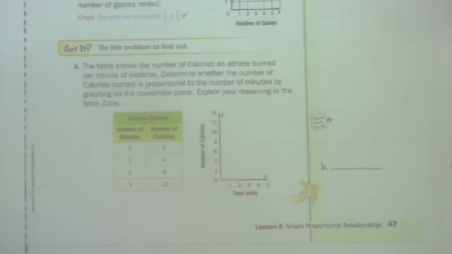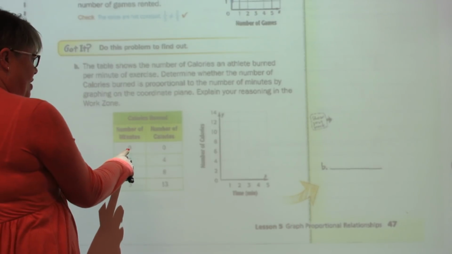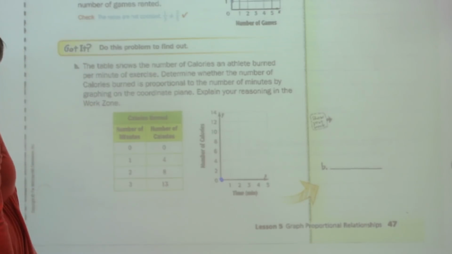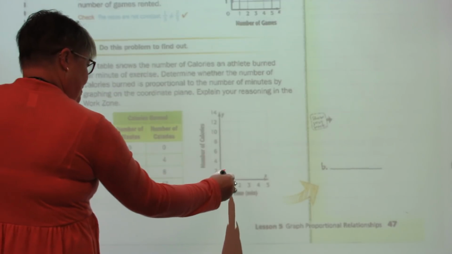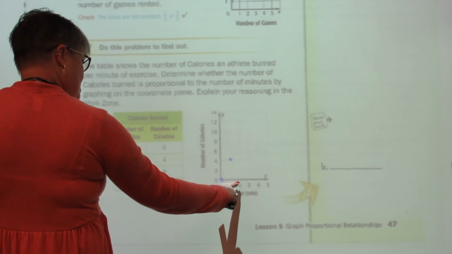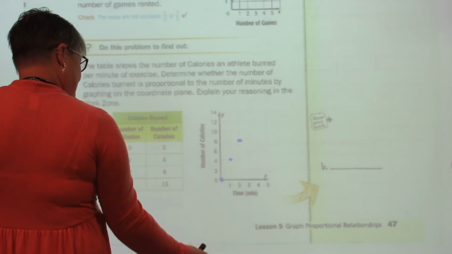Let's try the got it section on letter B. The table shows the number of calories that an athlete burned per minute of exercise. Determine whether the calories burned is proportional to the number of minutes by graphing. So obviously, if you go for 0 minutes, you don't burn any calories. So it's at 0, 0. After 1 minute, I've burned 4 calories. And after 2 minutes, I have burned 8 calories.